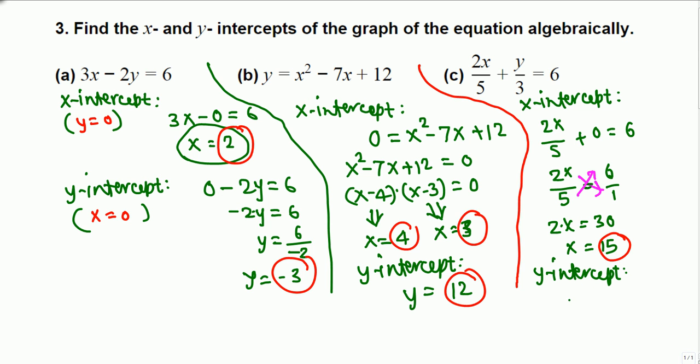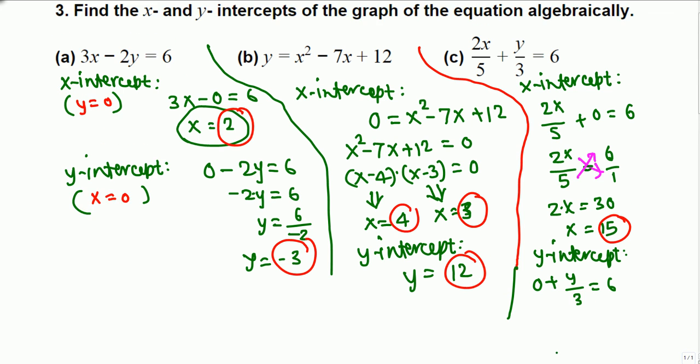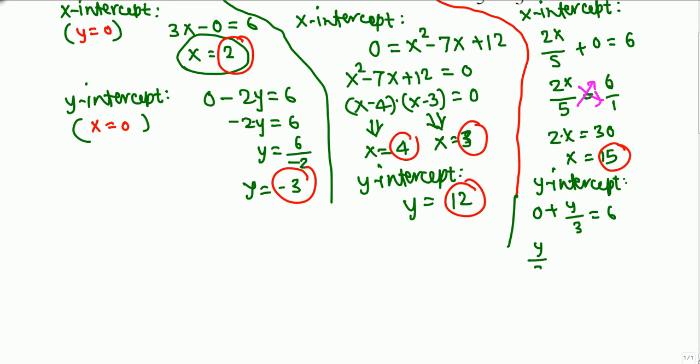For that, we plug in x equals 0 and solve for y. So plug in x equals 0, 2 times 0 over 5 is 0, plus y over 3 equals 6, which is 0 plus, 0 doesn't count. y over 3 equals 6. Let me go down a little bit. This is the same as y over 3 equals 6, and 6 can be thought of as 6 over 1. Cross multiply, we get y equals 18. That is the y intercept.